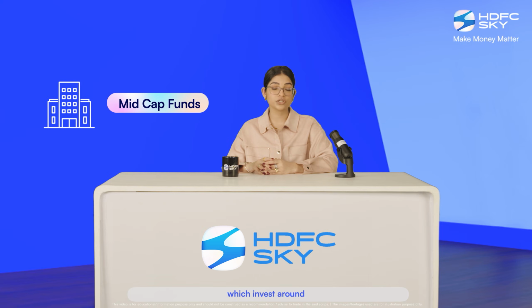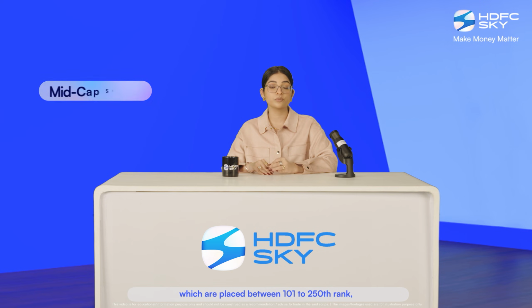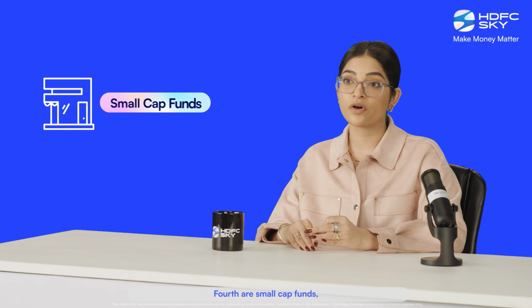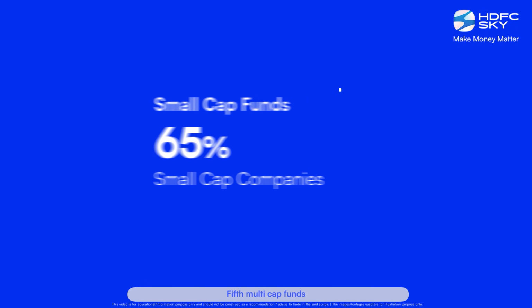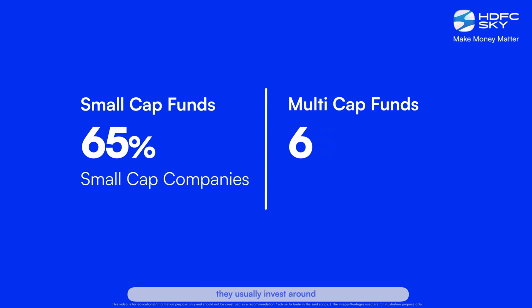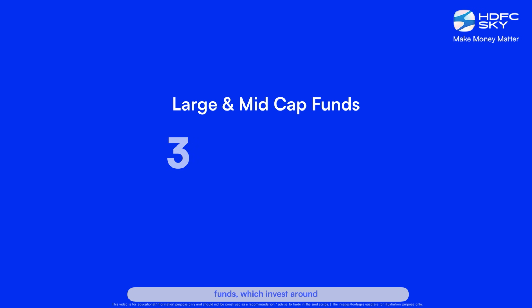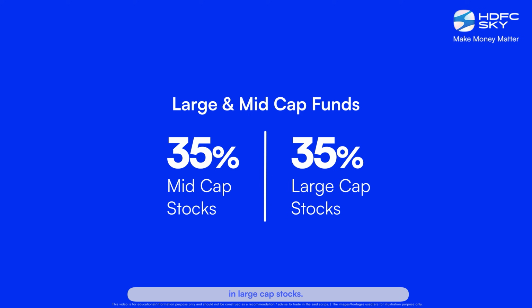Third, mid cap funds, which invest around 65% of total assets in mid cap stocks, which are placed between 101 to 250th rank according to market cap. Fourth are small cap funds, which invest around 65% of total assets in small cap companies. Fifth, multi-cap funds. They usually invest around 65% of their total assets in large cap, mid cap and small cap companies in different proportions. And sixth are large and mid cap funds, which invest around 35% of total assets in mid cap stocks and 35% in large cap stocks. Here the volatility is usually lower.